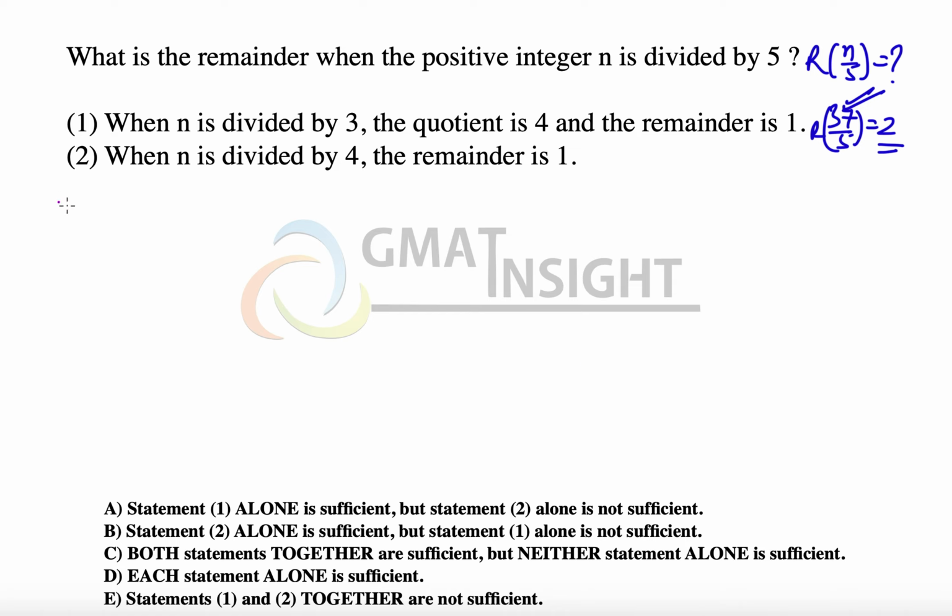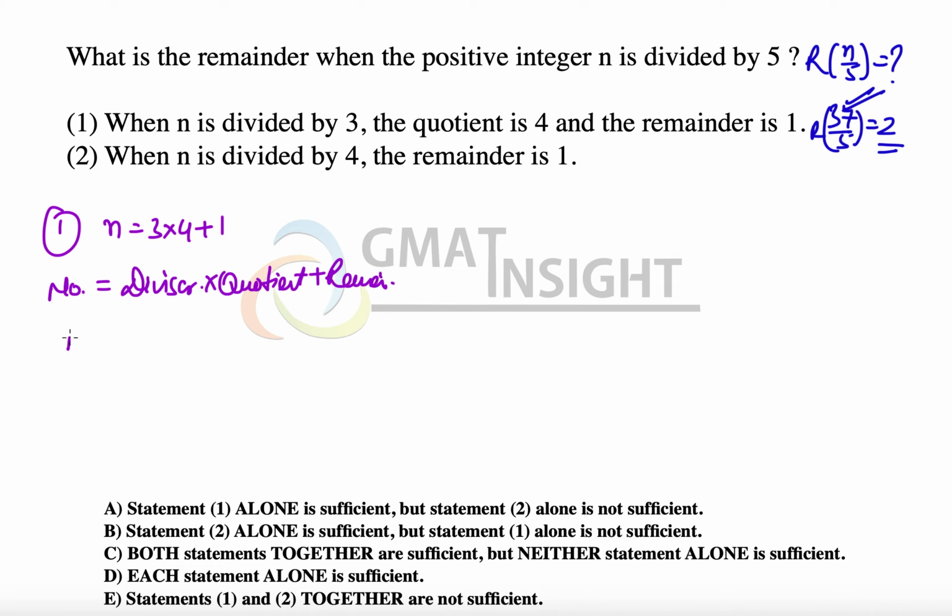Now let's check the first statement, which says that when n is divided by 3, the quotient is 4 and the remainder is 1. So let me quickly write it down, that the number can always be represented as divisor multiplied by quotient plus remainder. So we know that the number here should be equal to 3 into 4, 12 plus 1, which is 13. And 13 when divided by 5 gives us a remainder equal to 3.